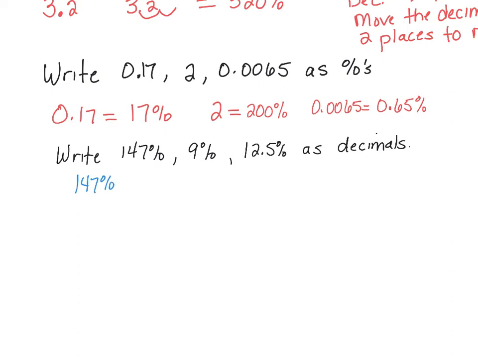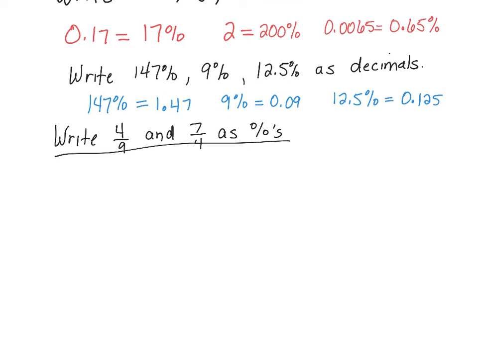What is 147% as a decimal? What is it as a decimal, Van? 1.47. What is 9% as a decimal? Seth? 0.09. And what is 12.5% as a decimal? And a lot of people say, but Mrs. Bowen, that's already a decimal. It isn't because it has a percent sign on it, right? So how do you write that one, Rachel? 0.125. Pretty easy, correct?